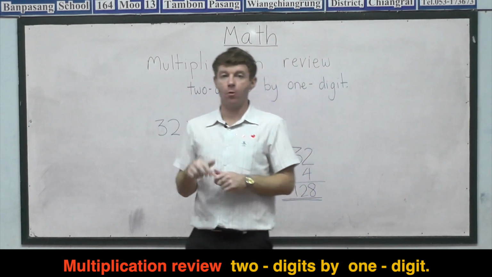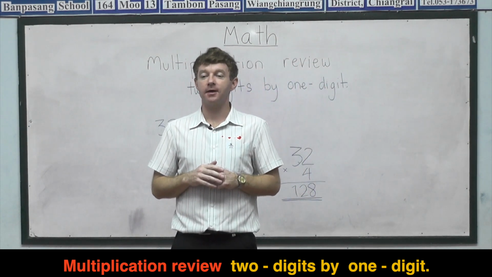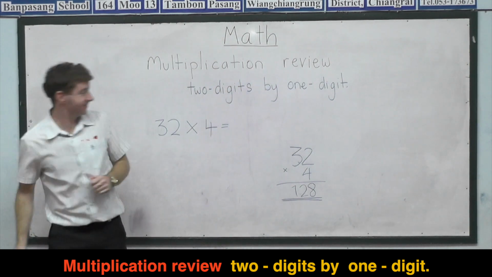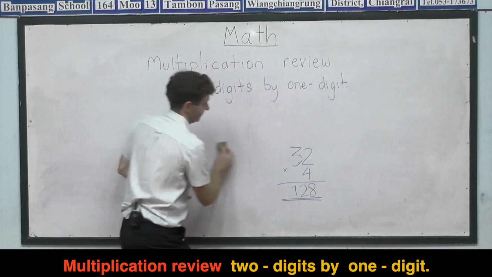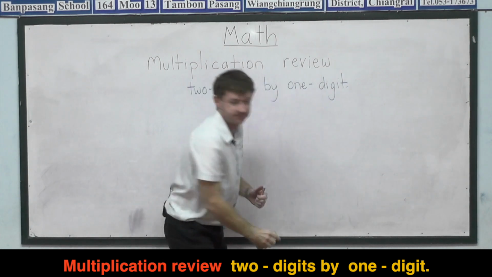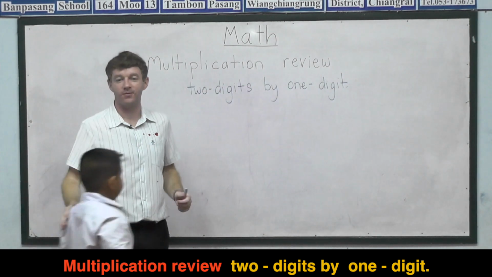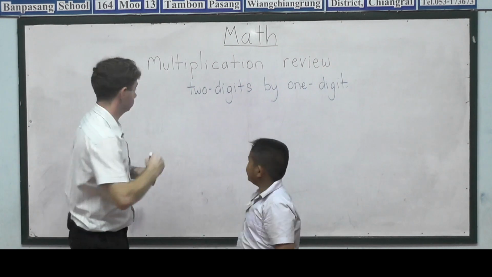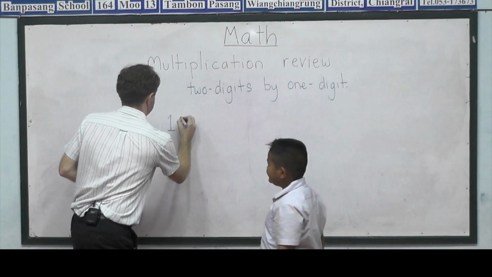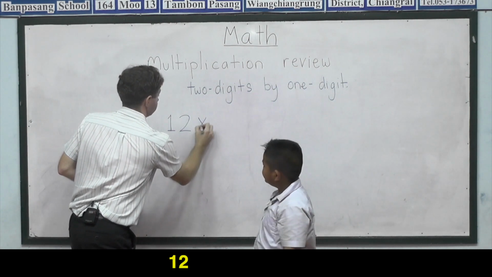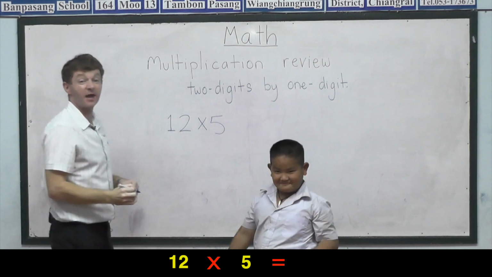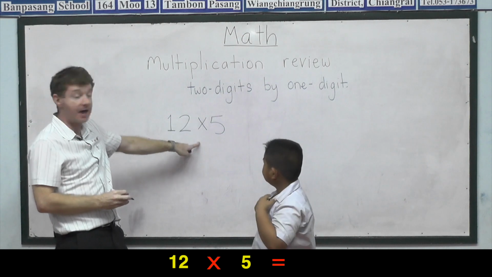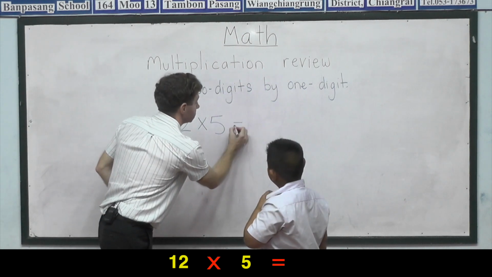And let's do one more together. I need another volunteer. Who would like to volunteer? Net. Come and join me. Excellent, Net. Thanks for volunteering. So guys, I need some more numbers. 1, 2 times 5. I heard 1, 2, 5. So we have 12 times 5 equals.